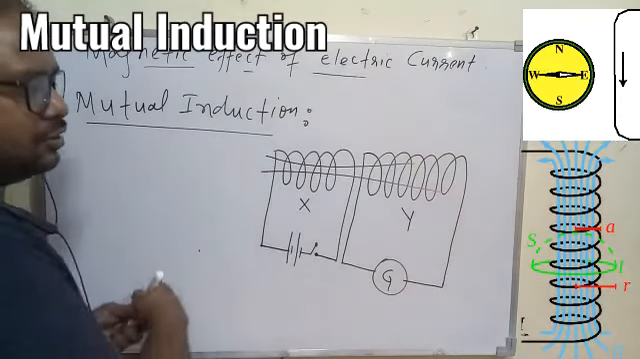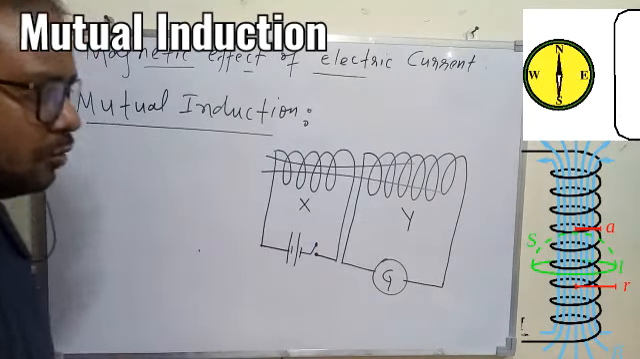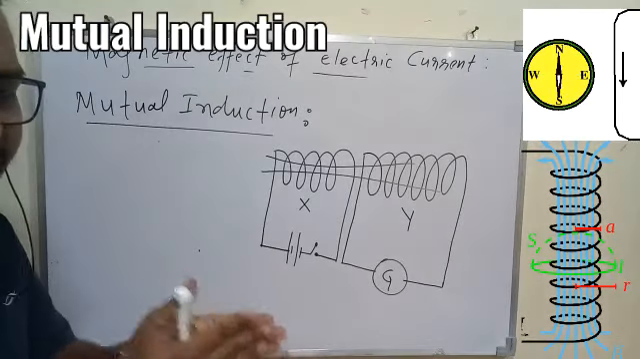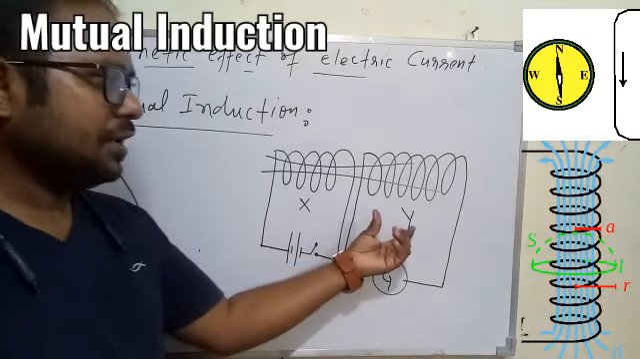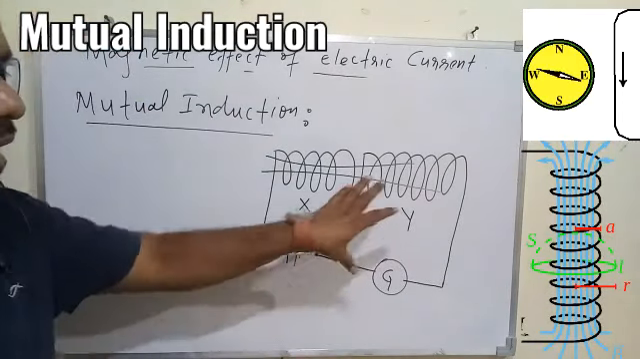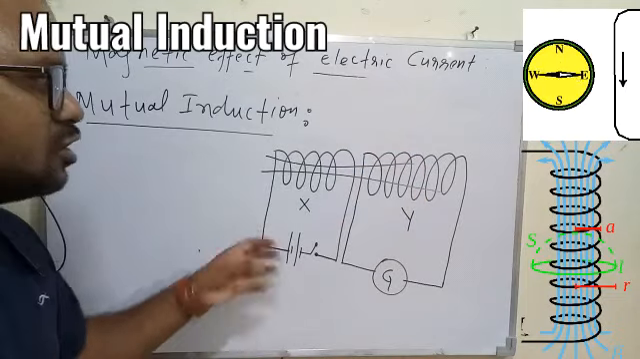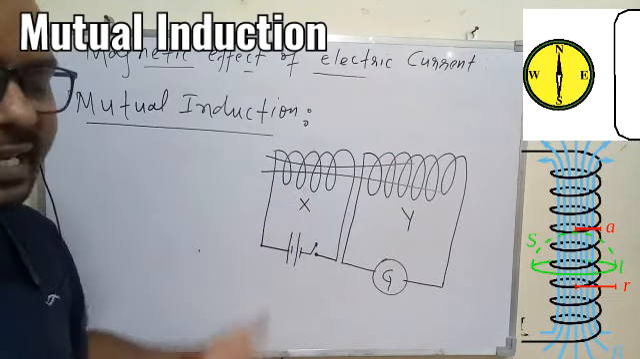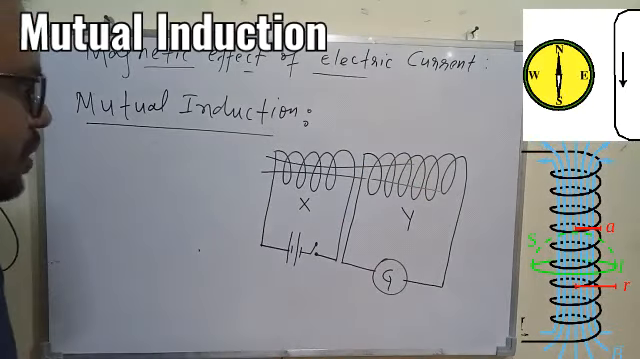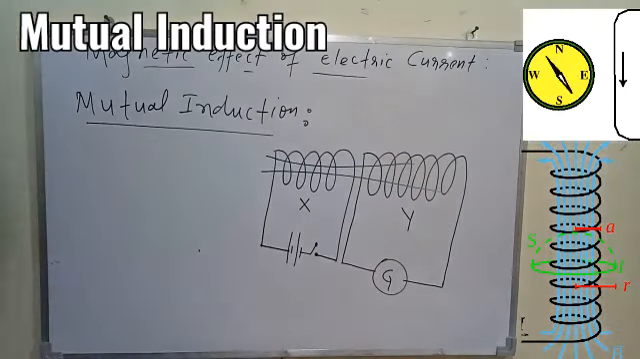So magnetic field lines of X will pass through Y also because they are placed very close to each other, or we can imagine Y is placed within X. So the Y coil is placed within the magnetic field of X, that you have to remember. Okay, now let's understand the concept. So, explanation.